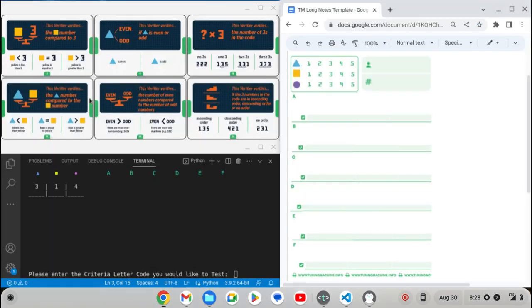So on our grid above, we've got our 6 criteria cards. On the top row, we've got criteria card A, criteria card B, and criteria card C. On the bottom row, we've got criteria card D, criteria card E, and finally criteria card F.